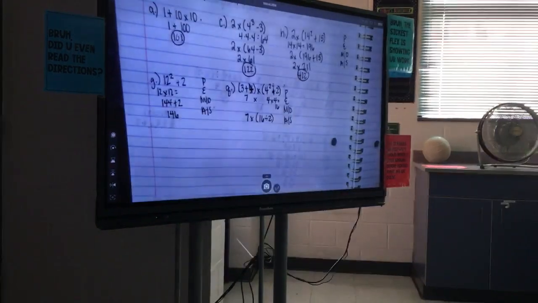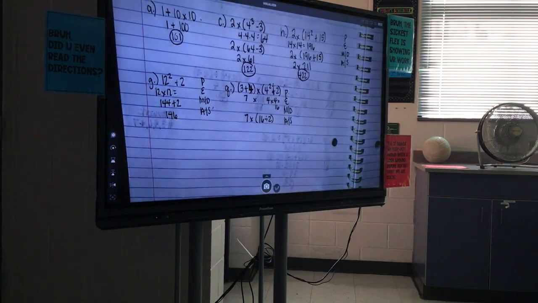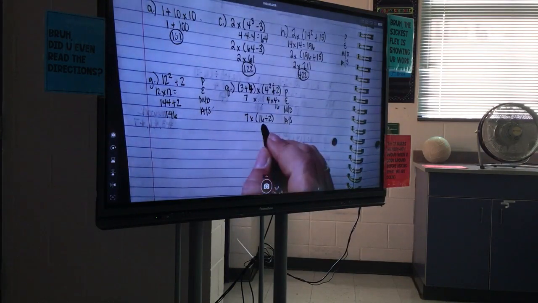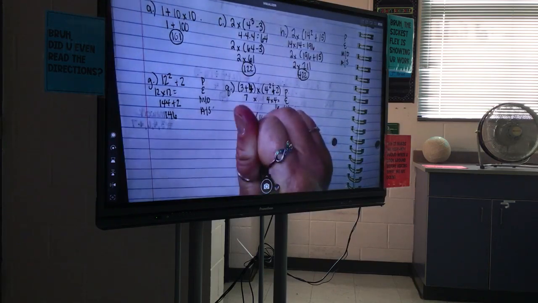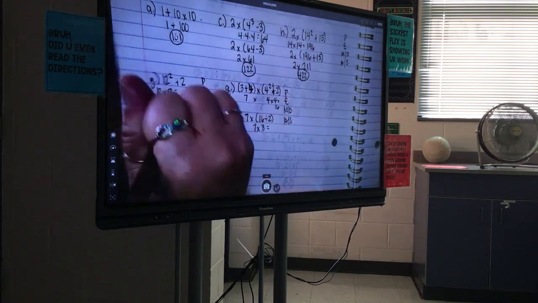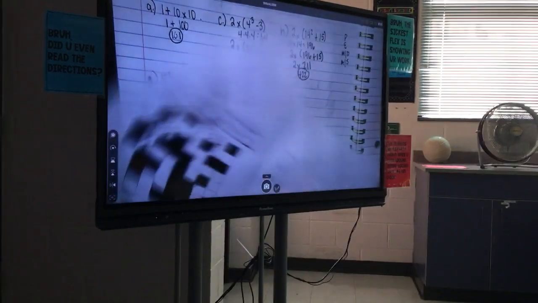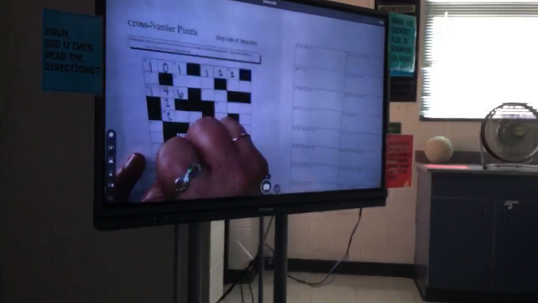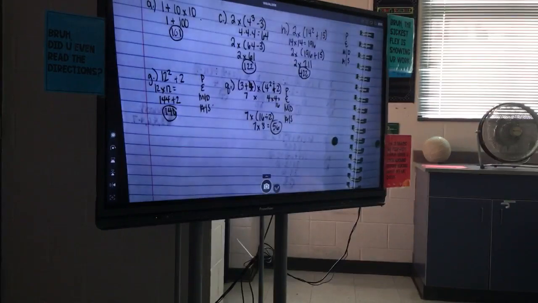Did I get rid of my parentheses yet? No. So what do I need to do now? I got to keep working in this set of parentheses over here. What is 16 divided by 2? 7 times 8 equals? All right. What's another one you guys want to go over? Samantha.